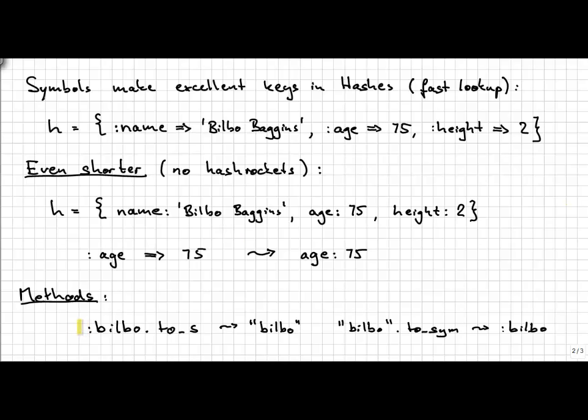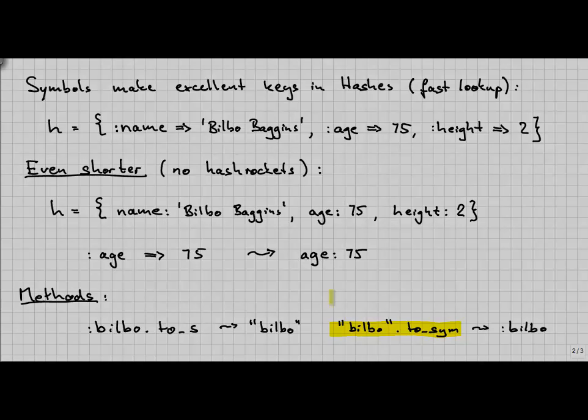We can convert a symbol into a string using the to_s method. So this converts the symbol :Bilbo into the string "Bilbo". And we can take a given string and convert it into a symbol using the to_sym method.